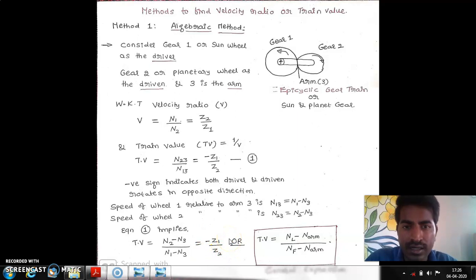We have to equate it. So this is simply a method to find the train value of a given epicyclic gear train. Okay, this is the first method. The second method we'll study later. Based on this method, we will solve some numericals. After that, we'll move to the second method.